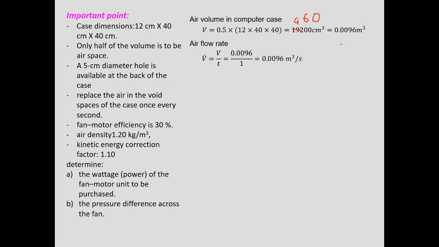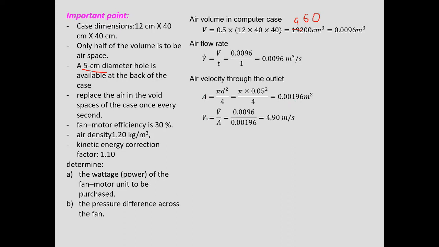Air flow rate: you know that all the air here is replaced every second. So the V dot is 0.0096 meter cube per second. Air velocity at the outlet: the outlet is 5 cm diameter, so the area is 0.00196 meter square. The velocity is equal to V dot over A. Then you get the velocity is 4.9 meter per second.